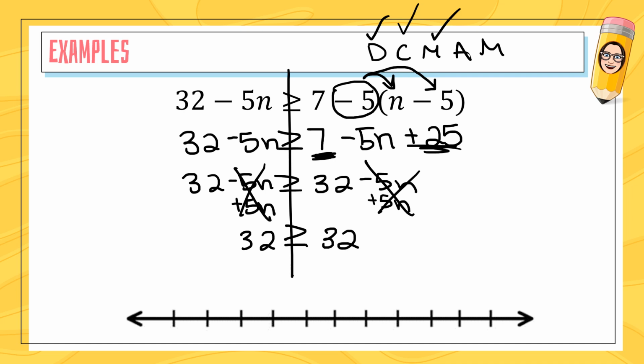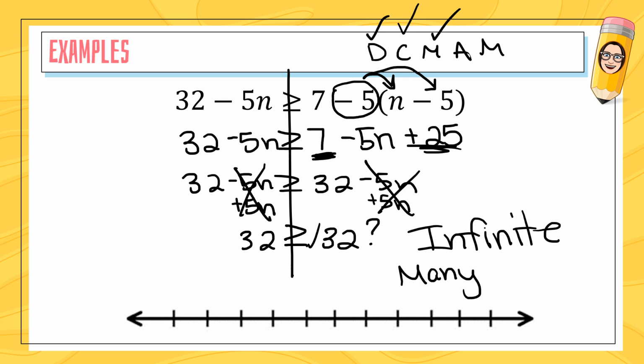It matters. Okay? If all the letters disappear, it's special, but what kind of special? Let me read this to you. Is 32 greater than or equal to 32? Yeah, it is. It's equal to. That's true. If it's true, it's infinite many solutions, just like our equations. But it matters, right? That bar being there determined it being true. Okay, so you have to truly read it out.